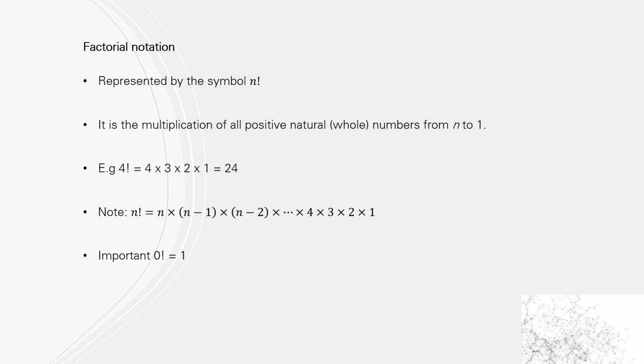Note, n factorial is n multiplied all the way down to 1. So n is the first term, multiplied by the next term after, which is n minus 1, multiplied by the next term after that, which is n minus 2, times etc., all the way down to 4 times 3 times 2 times 1. That's n factorial. And an important thing to note: 0 factorial is equal to 1. You can put that on your calculator to check.